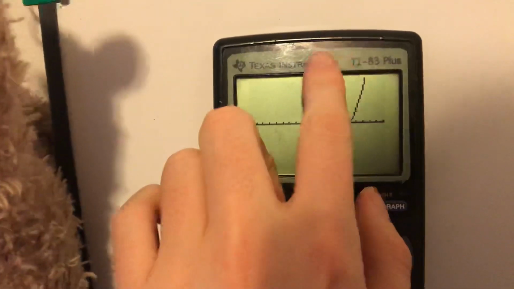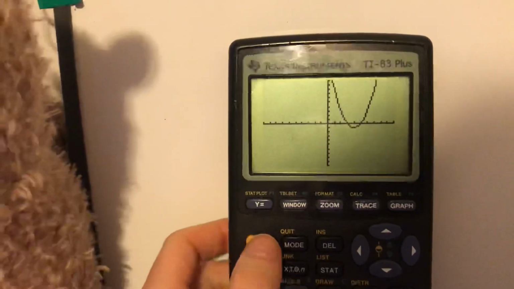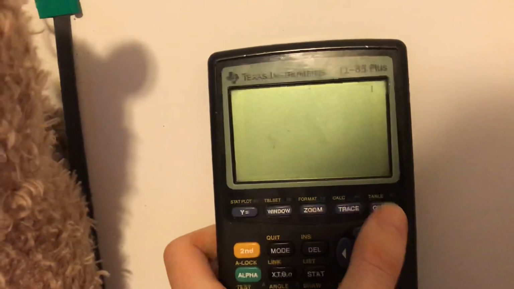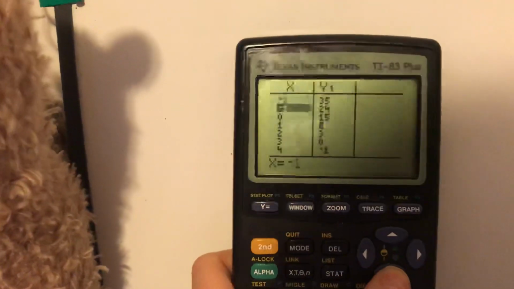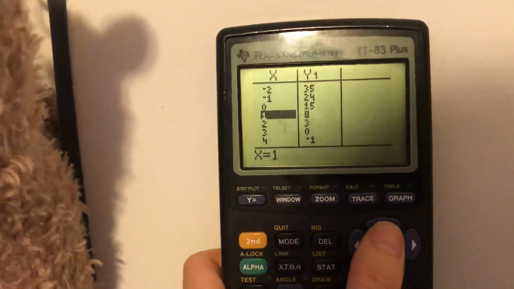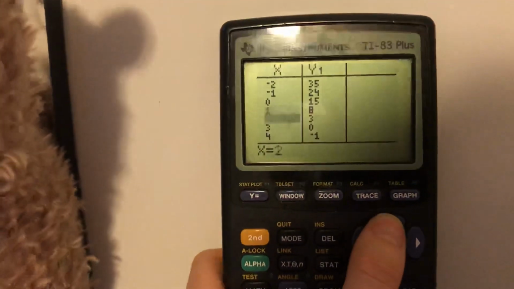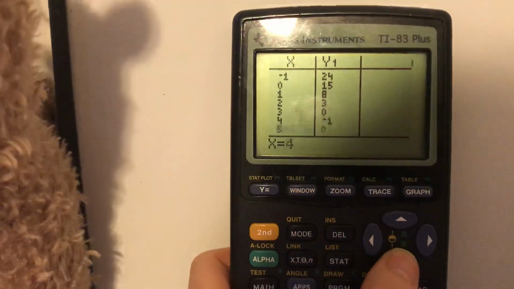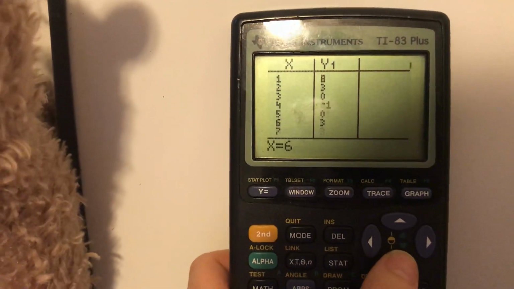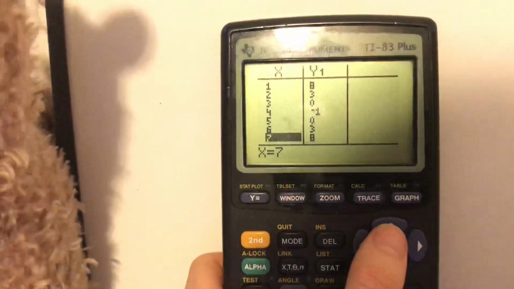And again, I never want you to just draw a curve. I know if I hit second graph, I get a table of values that I can plot. So 0, 15, that's not going to fit on my graph, so I'm going to start with 1, 8. I'm going to keep scrolling until I see my turning point, or my vertex.